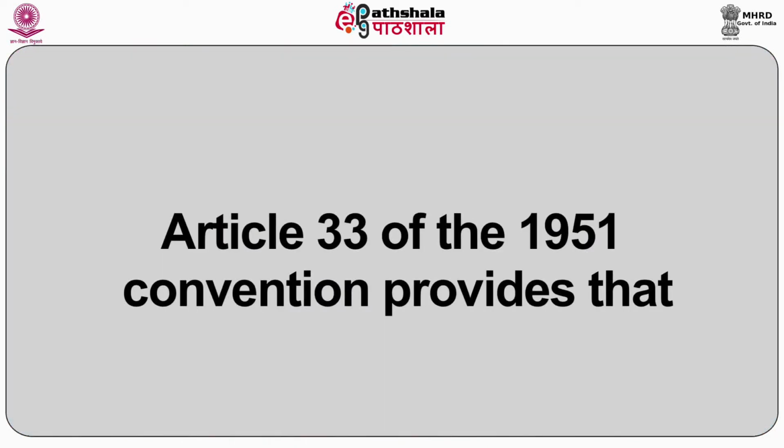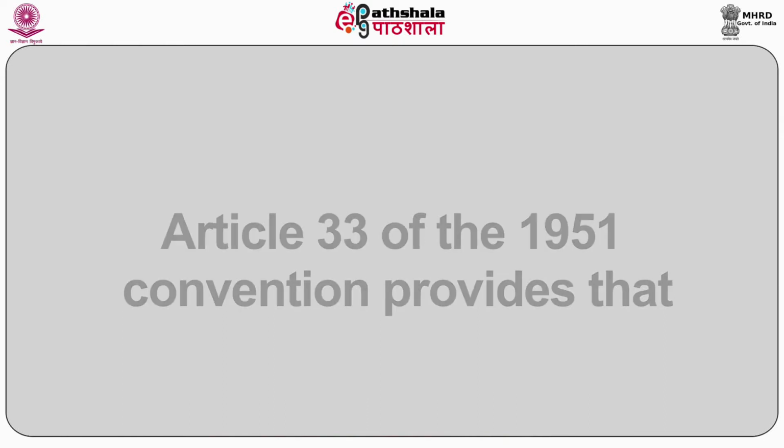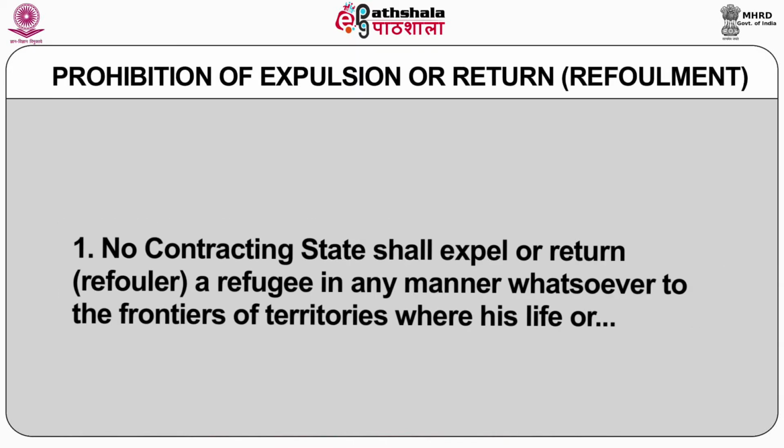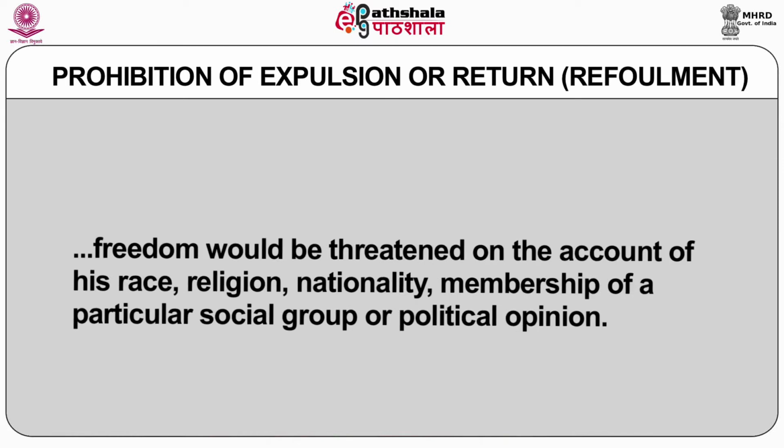Article 33 of the 1951 Convention provides for prohibition of expulsion or return. No contracting state shall expel or return a refugee in any manner whatsoever to the frontiers of territories where his life or freedom would be threatened on account of his race, religion, nationality, membership of a particular social group, or a political opinion.